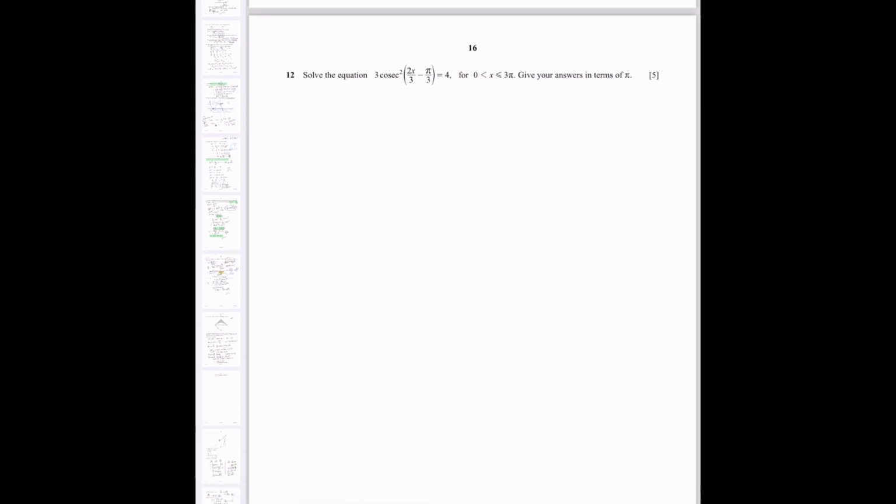Now there is the last question. So many questions in that paper, 12 questions. This is 5 marks. Okay, this is in radians.